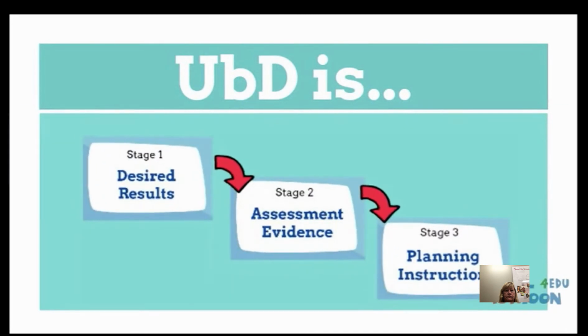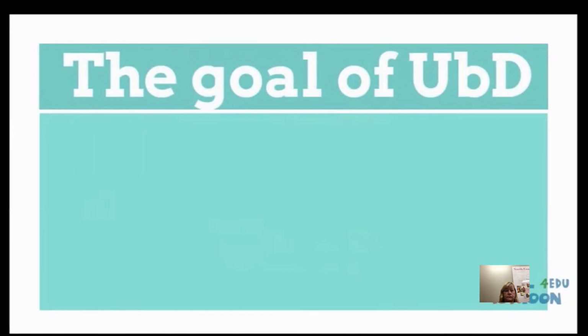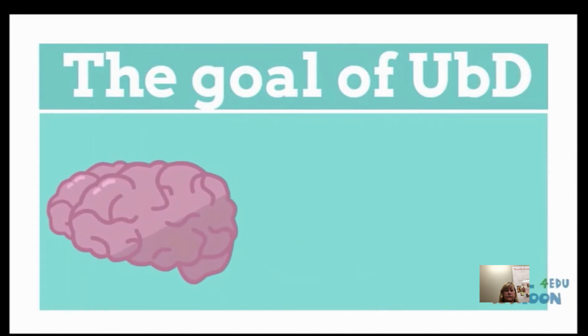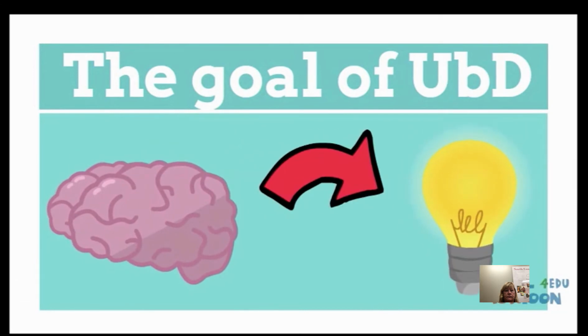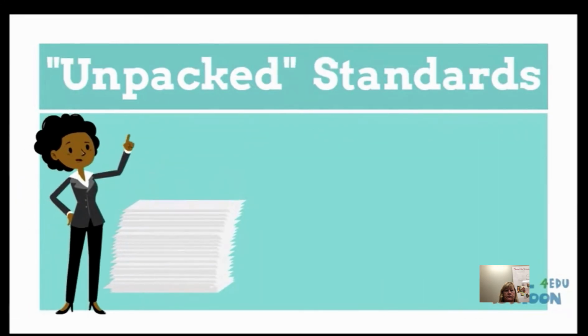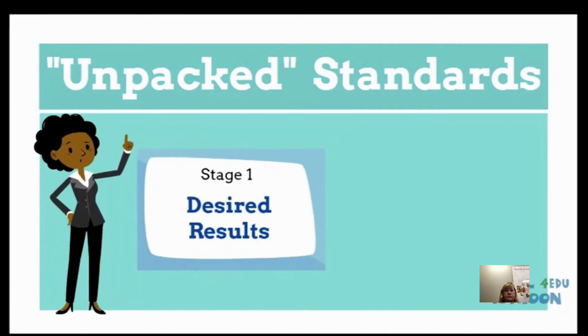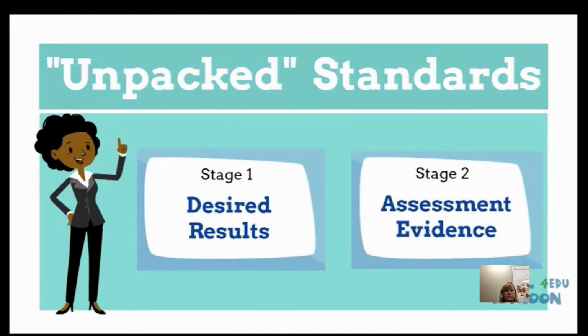UBD is a curricular design plan and not a rigid program or prescriptive recipe. The goal of UBD is to deepen student understanding and promote transfer of big ideas. Content standards are unpacked to promote the alignment of goals in Stage 1 and the appropriate assessments for understanding in Stage 2.